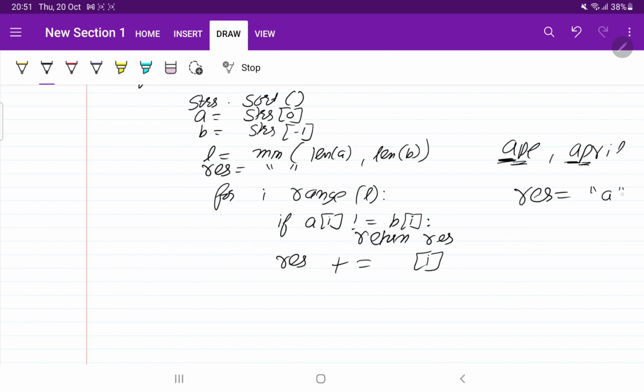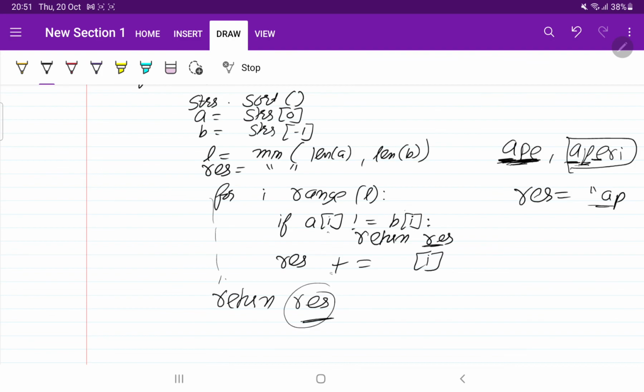If the condition is not satisfied, add the letter P. As soon as we come to the third letter, it is E and R. E is not matching R, so we will return the result. Suppose this for loop completely ends, at the end also we need to return the result. There might be a possibility that ape and something like aperi is written. This case will not break the loop, because we have traversed only the 3 letters, so we will come out of this for loop and return the result.